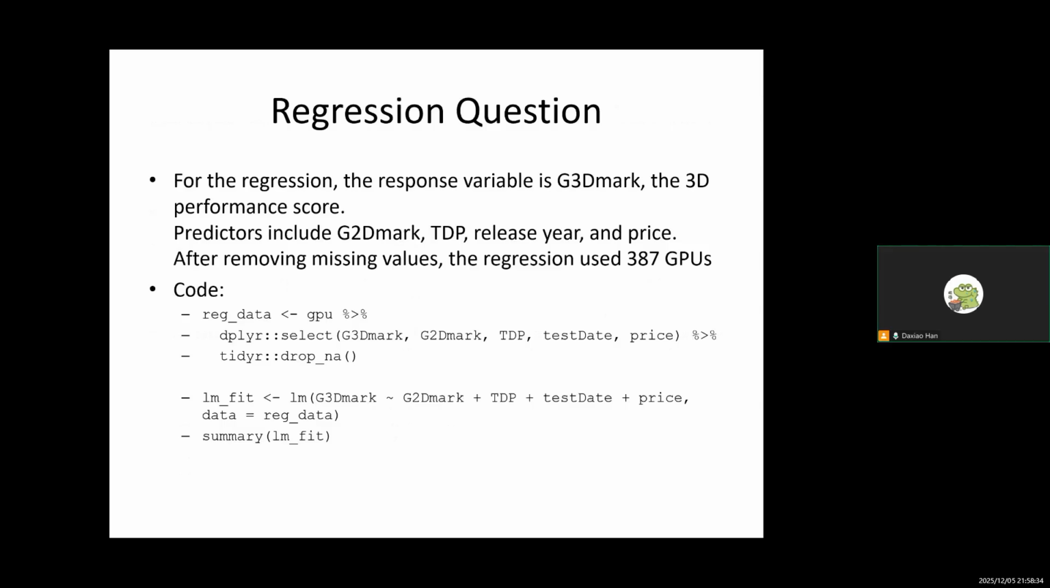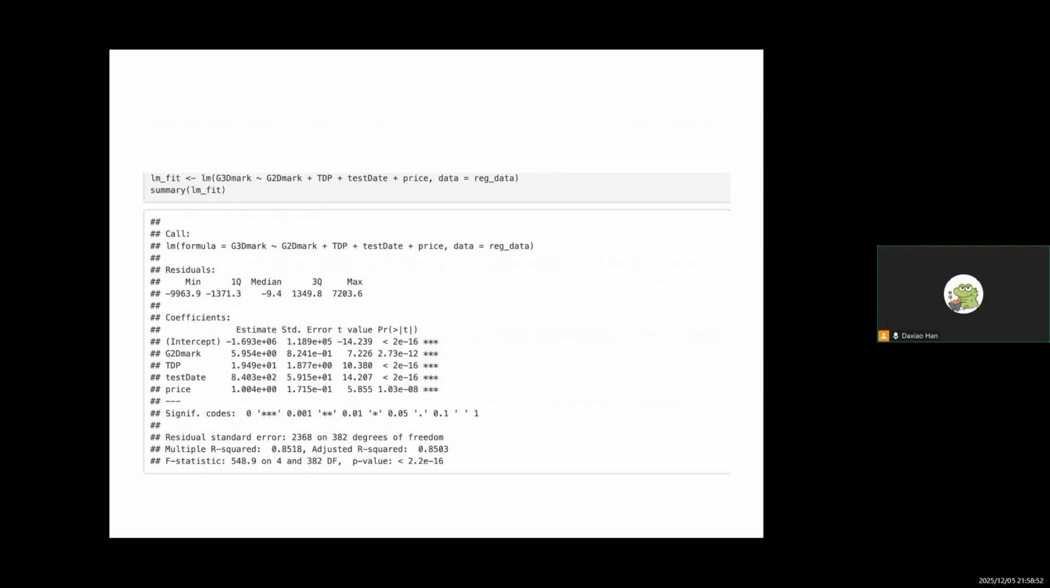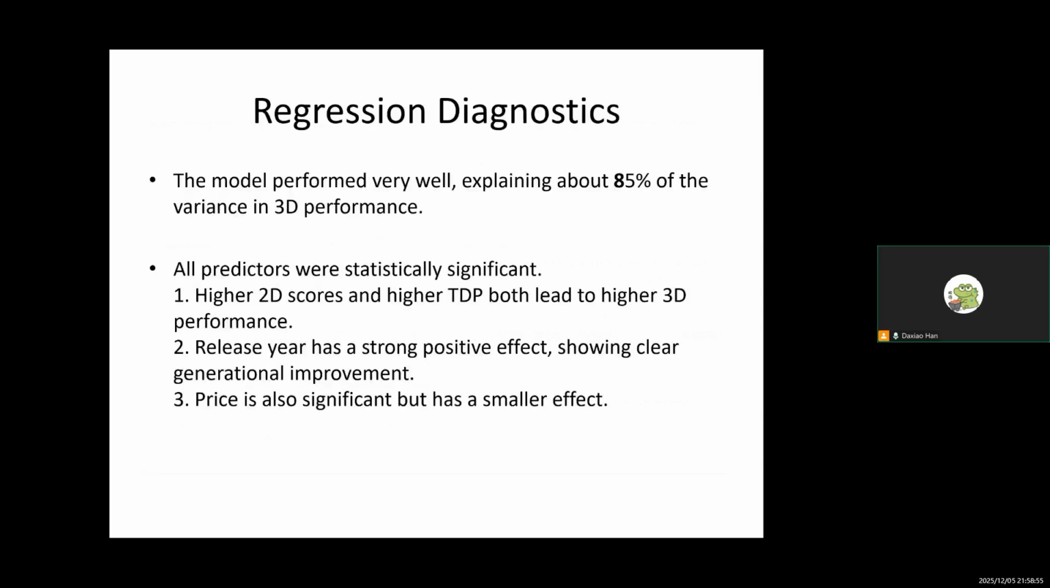For the regression, the response variable is the 3D mark, the 3D performance score. Predictors include G2D mark, TDP, release year, and price. After removing missing values, the regression uses 387 GPUs. The code is here, and the result is shown in the picture. The diagnosis of the regression is that the model performed very well, explaining about 85% of the variance in 3D performance, and all predictors were statistically significant.